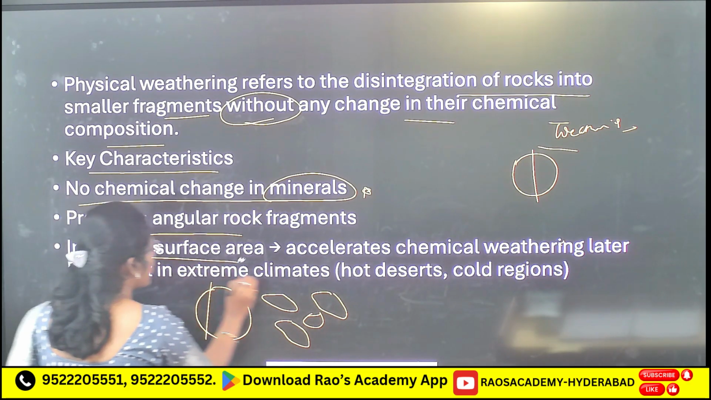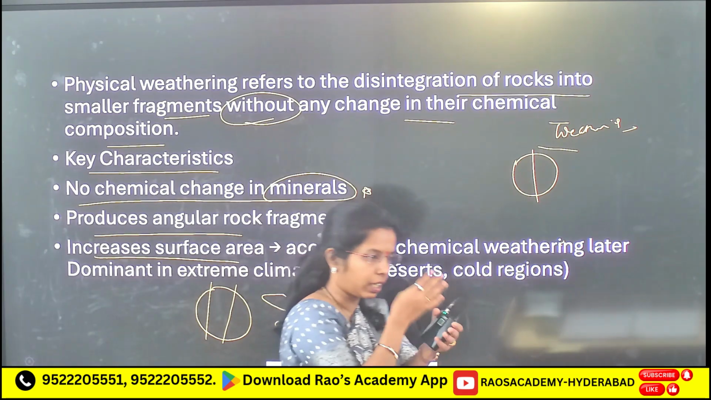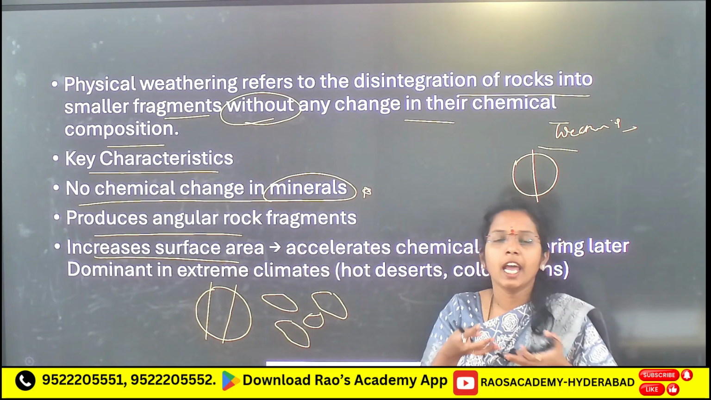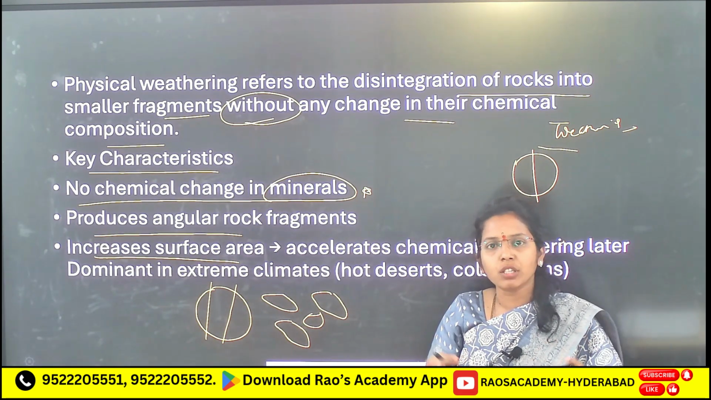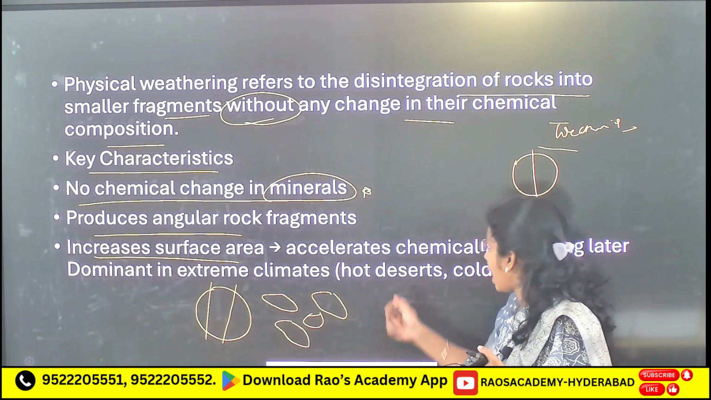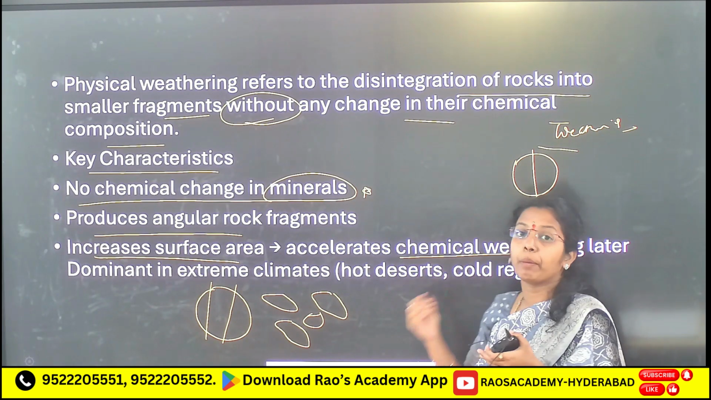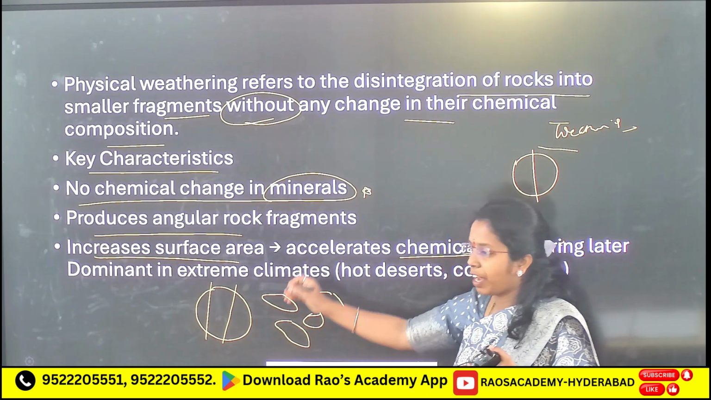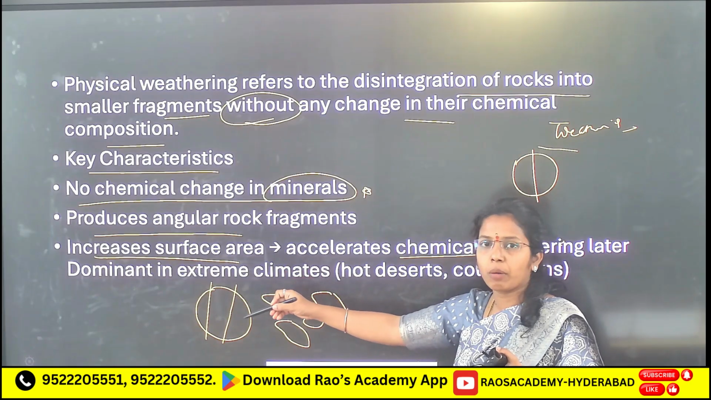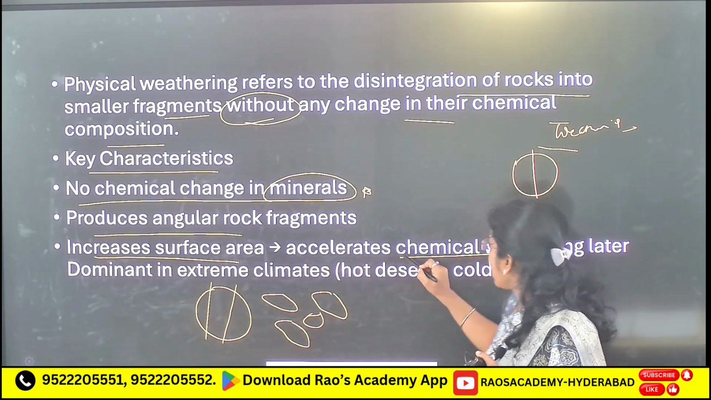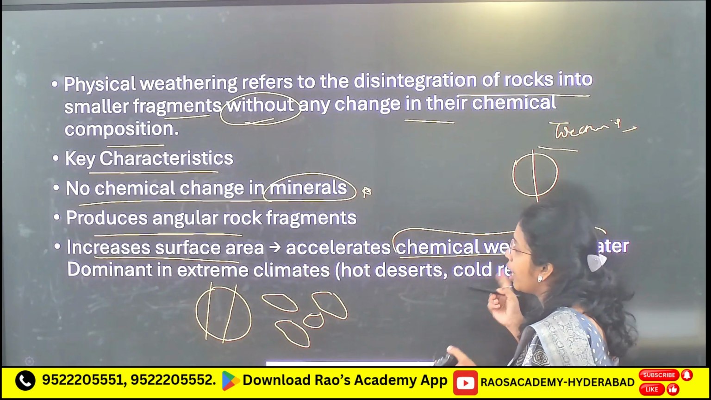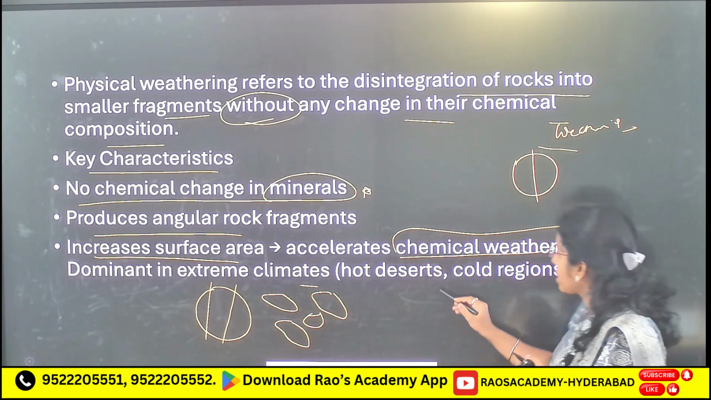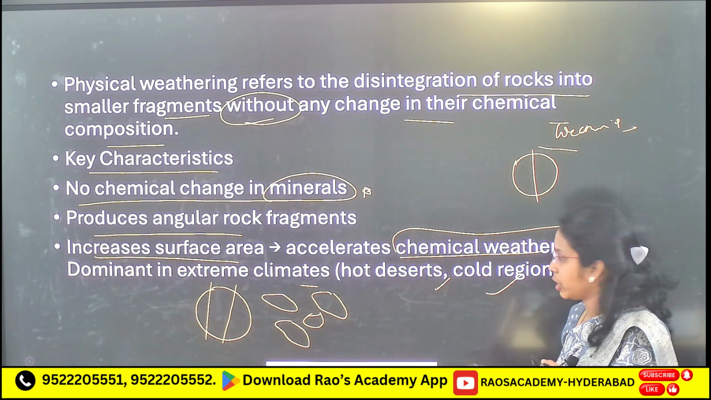Next, it increases the surface area. Because of that crack expansion you will see an increase in surface area. Because of that increase in surface area, what accelerates? Chemical weathering. In these cracks, if any rainwater or any chemical composition enters and a chemical reaction happens, that is known as chemical weathering. Dominant in extreme climates, hot deserts, cold regions.